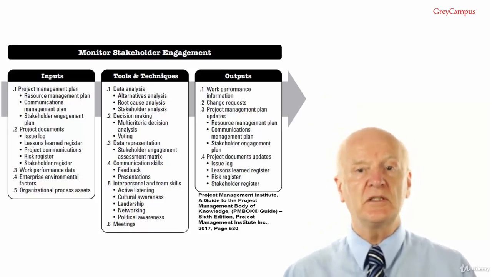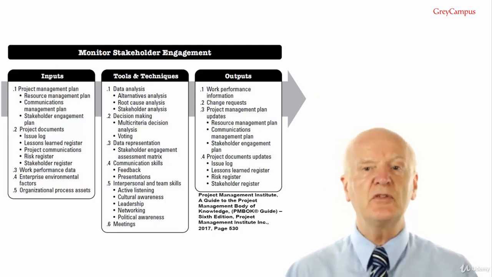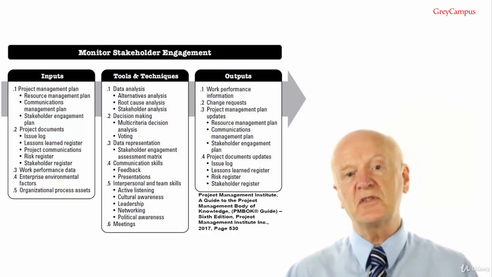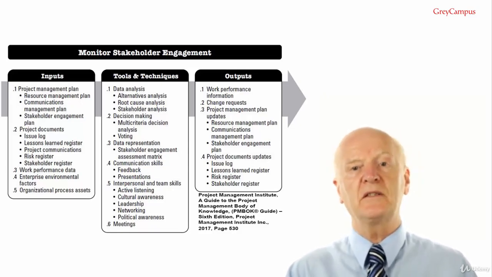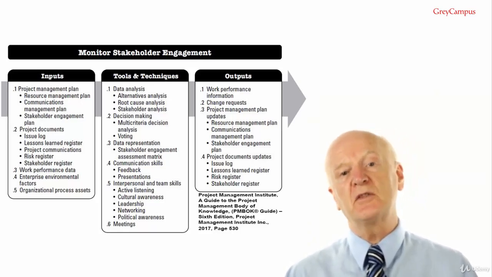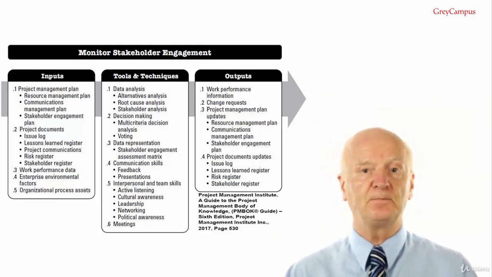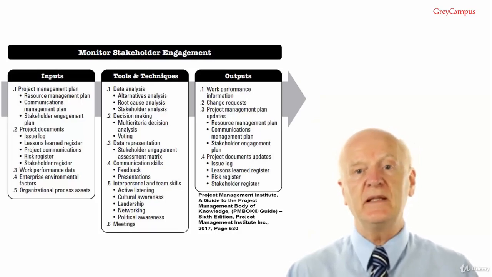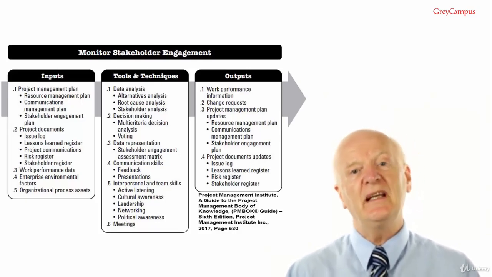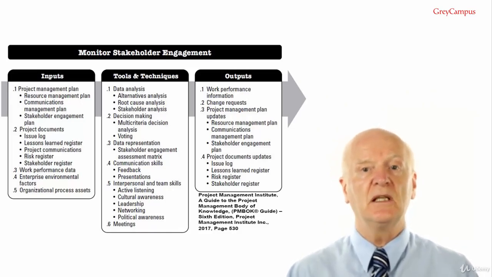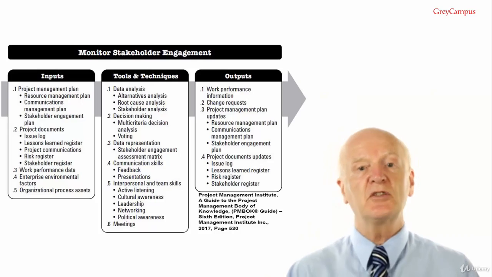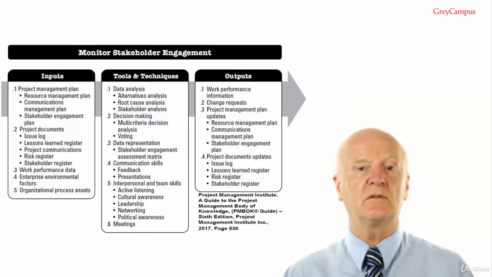Tools and techniques number 2, decision making. Techniques that can be used for this process include multi-criteria decision analysis. Criteria for successful stakeholder engagement are prioritized and weighted to identify the most appropriate choice. Voting can be used to select the best response for a variance in stakeholder engagement. Tools and techniques number 3, data representation. Techniques used in this process would include the stakeholder engagement assessment matrix. The stakeholder engagement assessment matrix monitors stakeholder engagement through tracking changes in level of engagement for each stakeholder.